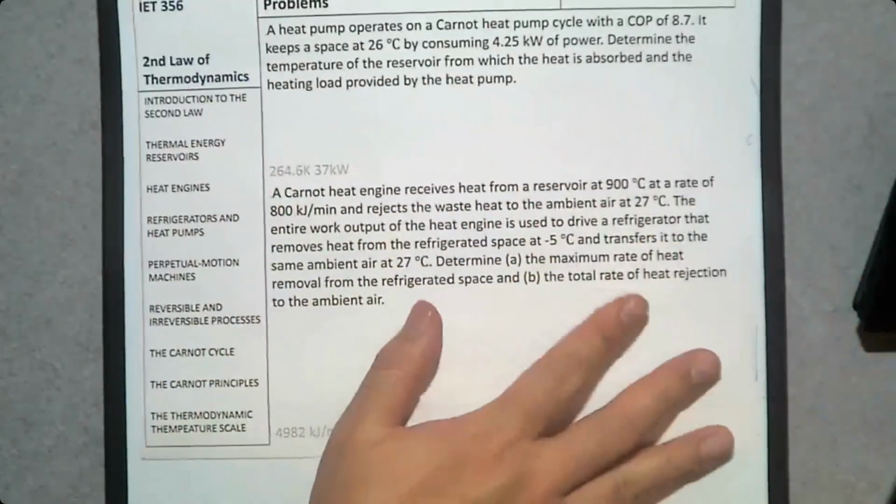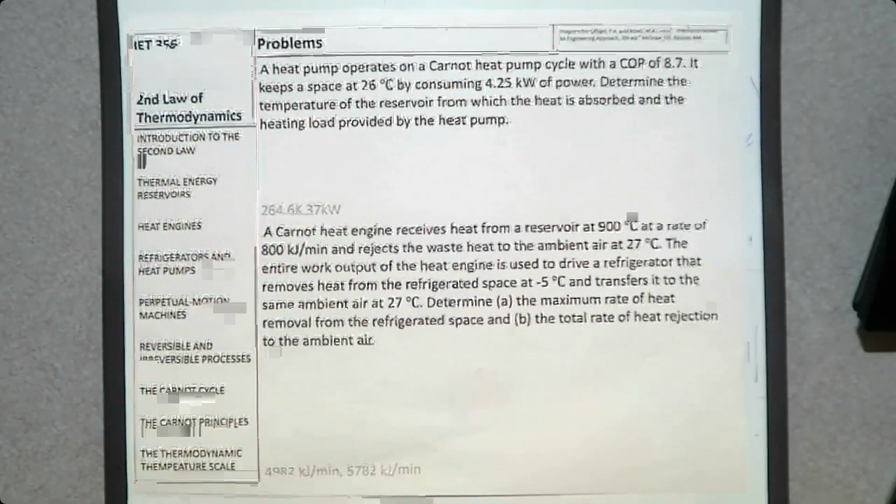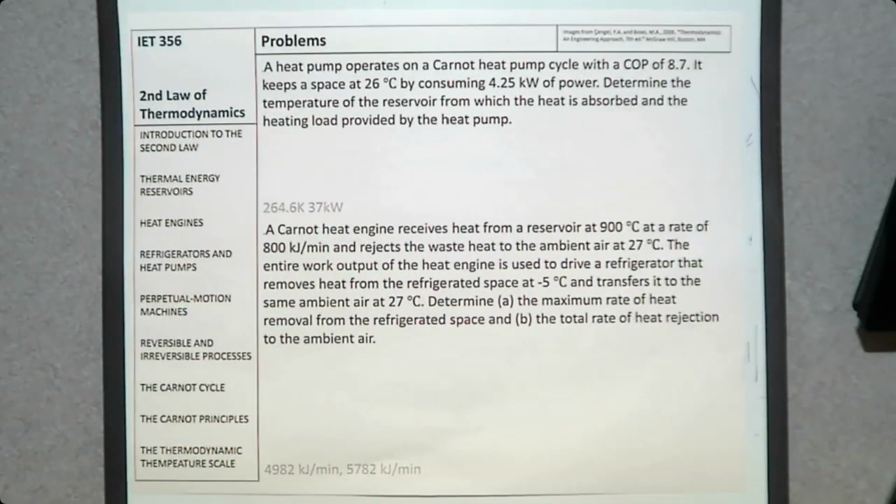We have two more questions before we complete chapter 5. This time we have a heat pump that operates on a Carnot heat pump cycle. By the way, maybe it will be better for me to give you a summary of what we studied before.